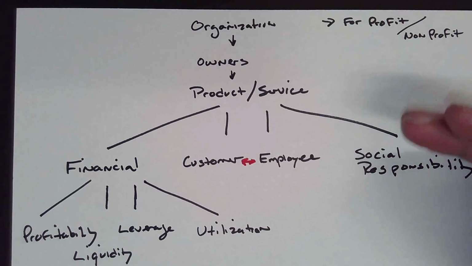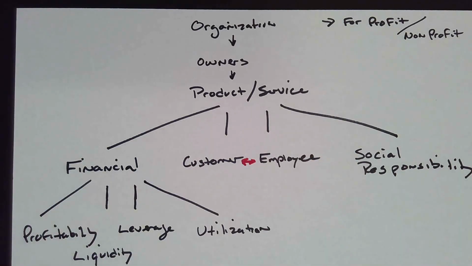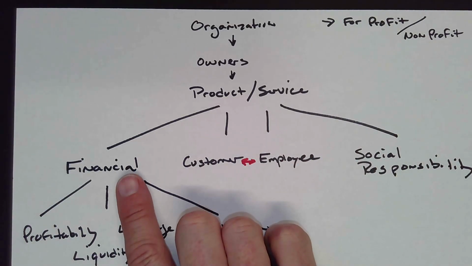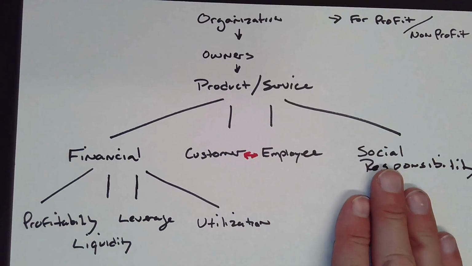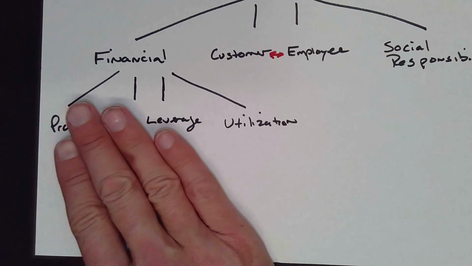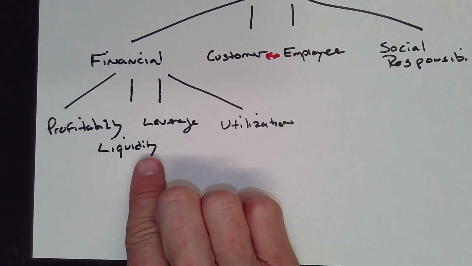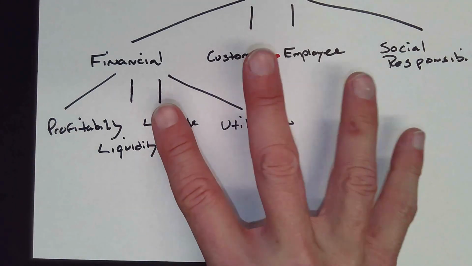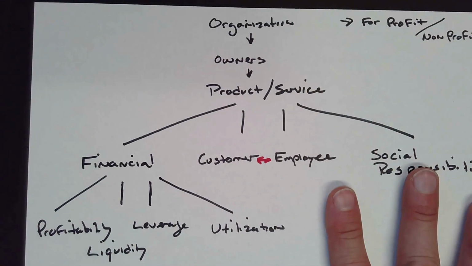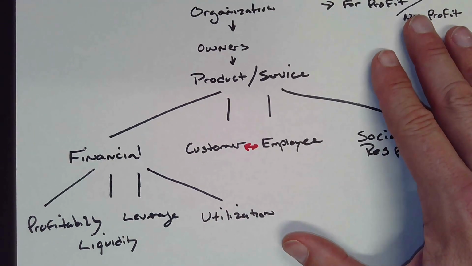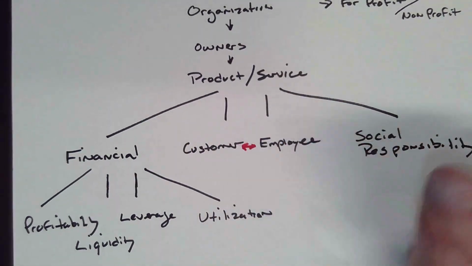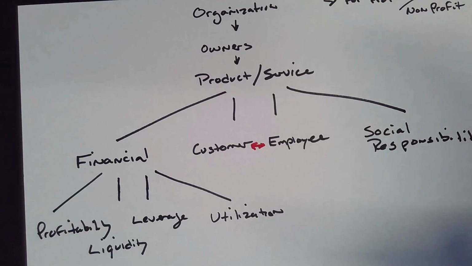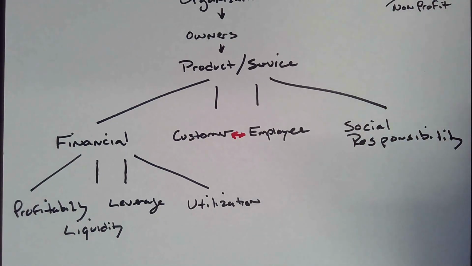Well, now that I've established that these are organizations that have owners, that have a product or service, and they've set these four big objectives: financial, customer, employee, and social responsibility, and that the financial has sub-objectives: profitability, liquidity, leverage, and utilization. We need to figure out, well, what do we need to put in place? What do the owners need to put in place via maybe management to achieve these objectives? How do we achieve these things? Well, in order to achieve objectives, you've got to put in processes. You've got to establish processes.